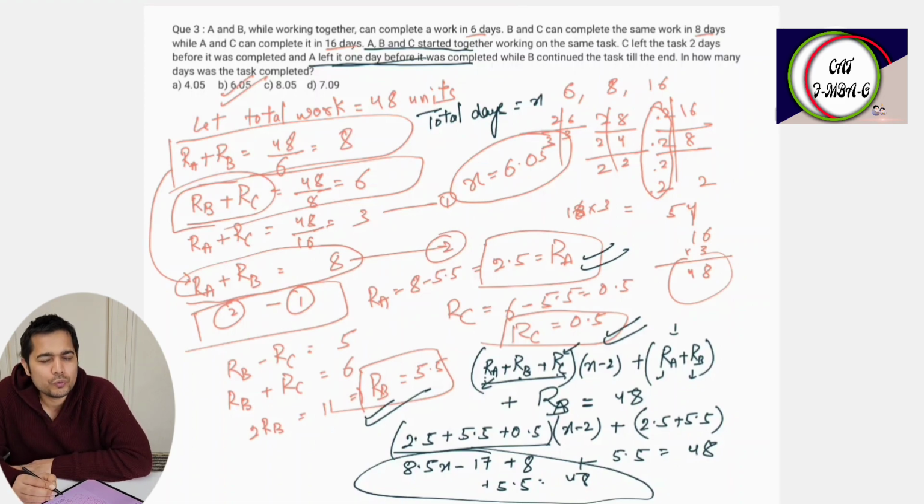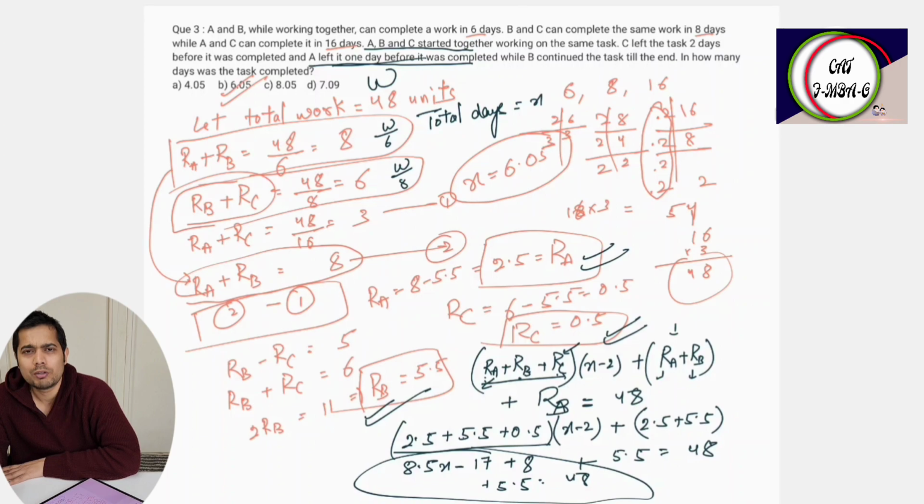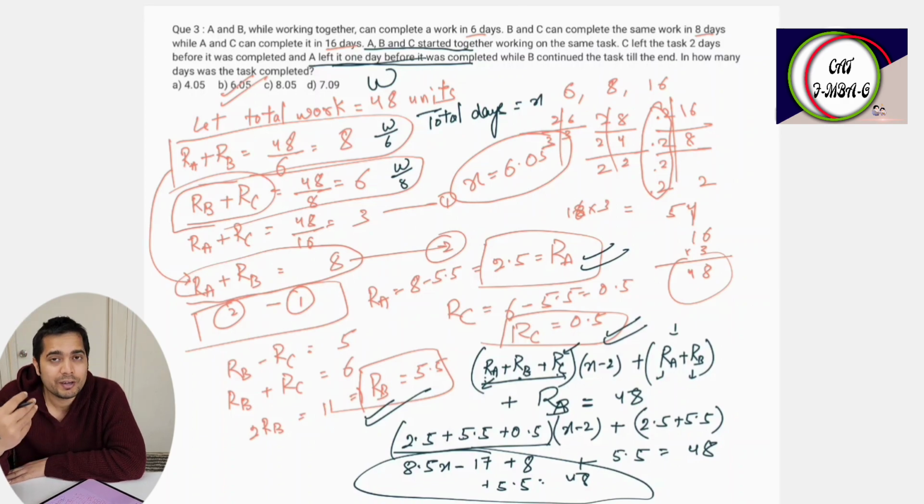This question also you can solve without LCM. You can consider total work is equal to W units. RA plus RB will be W by 6. RB plus RC will be W by 8. Similarly, you can solve and then you can find out the value of X. Okay. So let's move ahead to the next question.